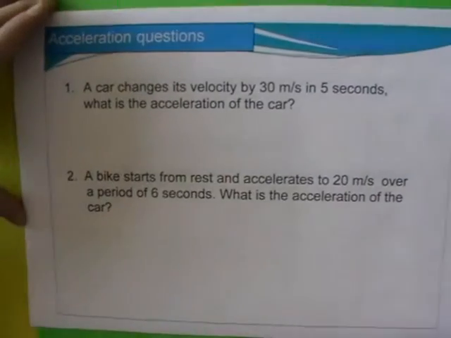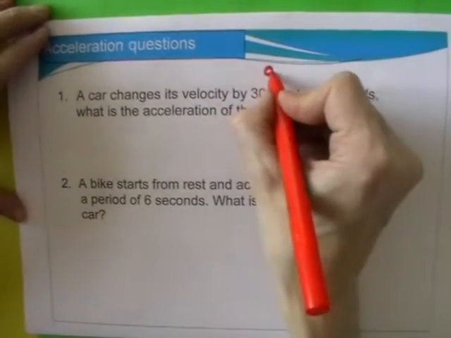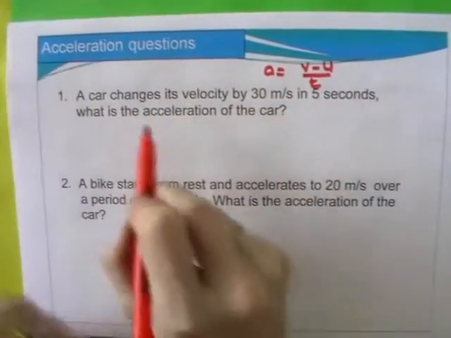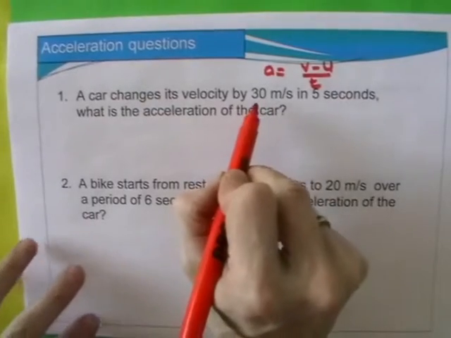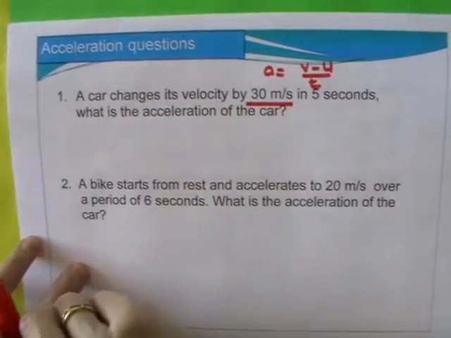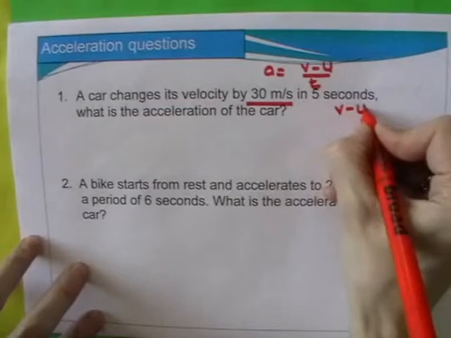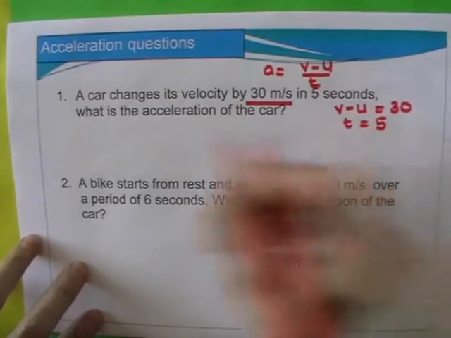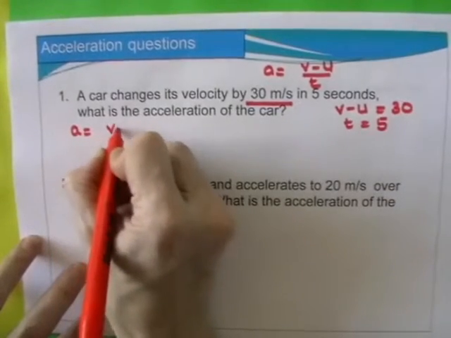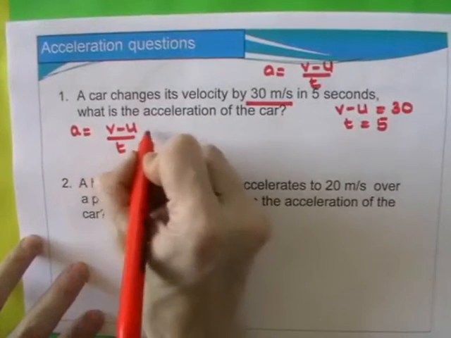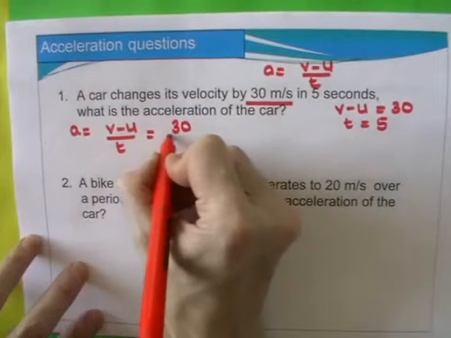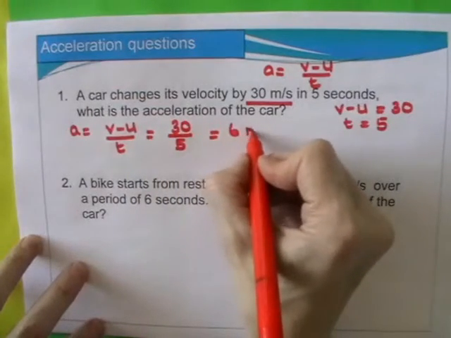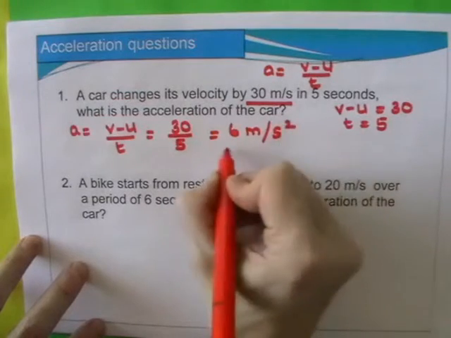So a couple of acceleration questions. We'll just write the formula at the top here just to remind us, v minus u over t. It says a car changes its velocity. So we are being told what v minus u is there, and I just write it down. That's the change in velocity is 30, and the time is 5. So write down your equation, v minus u divided by t. V minus u is 30, t is 5, and the answer is 6. And the unit, of course, is meters per second squared.